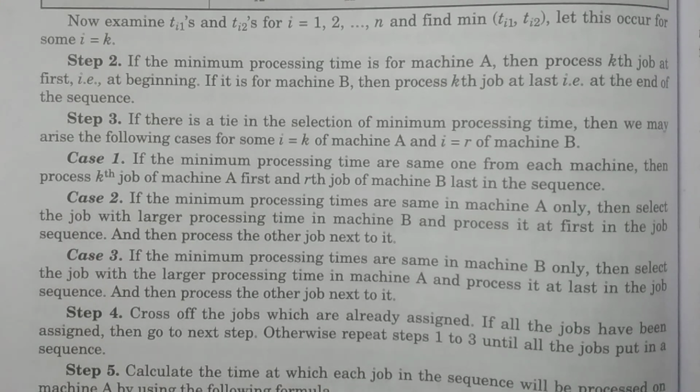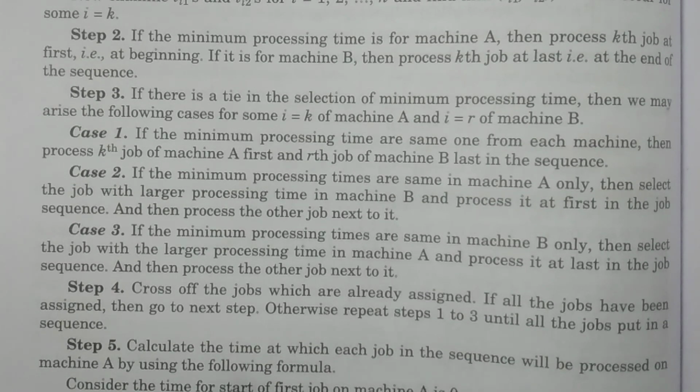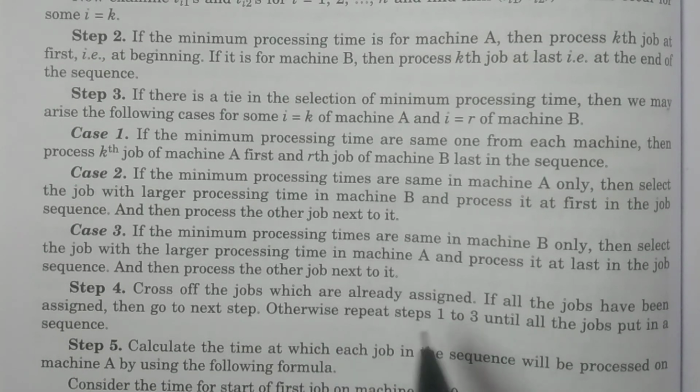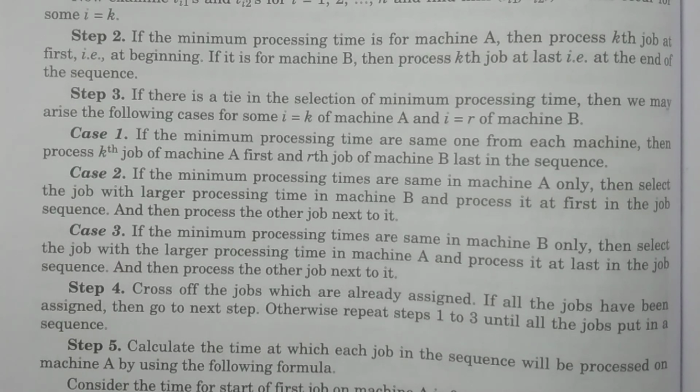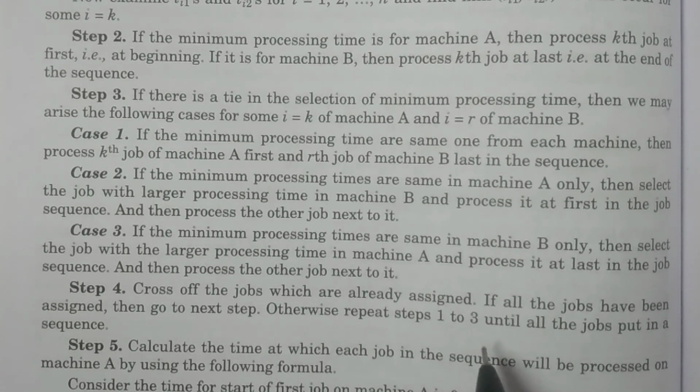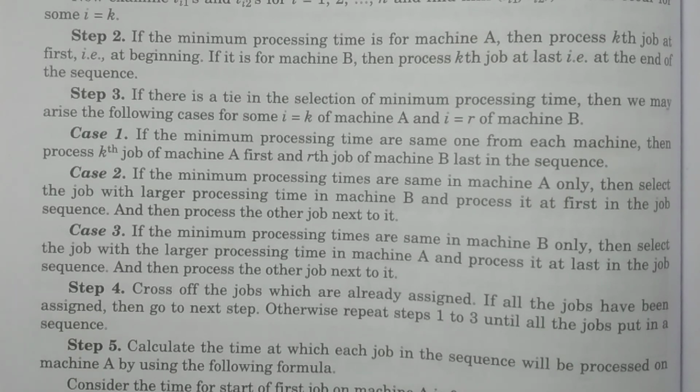And then step 4, cross off the jobs which are already assigned. Whichever job is assigned, you have to cross off that particular job. If all the jobs have been assigned, then go to the next step. Otherwise, repeat steps 1 to 3 until all the jobs are put in a sequence.